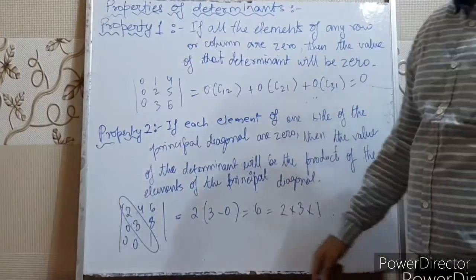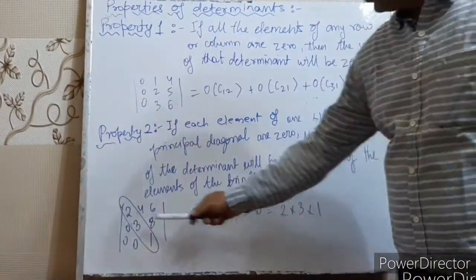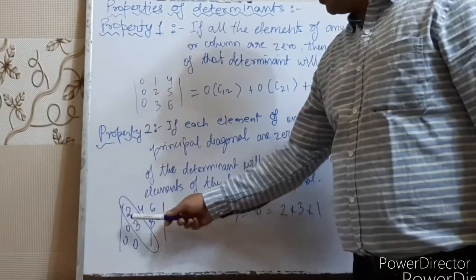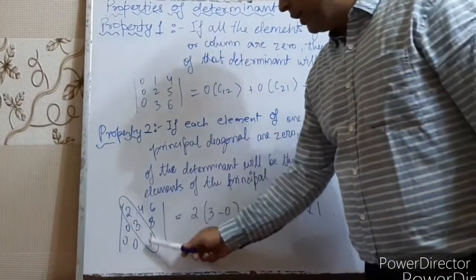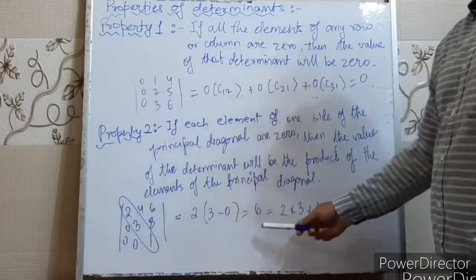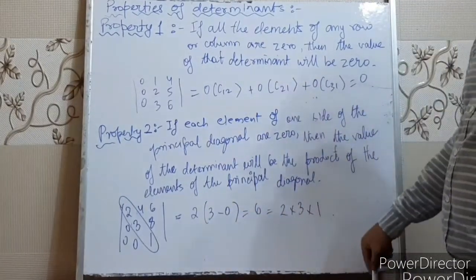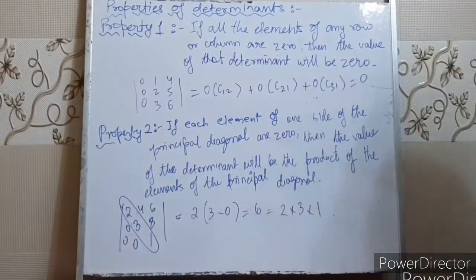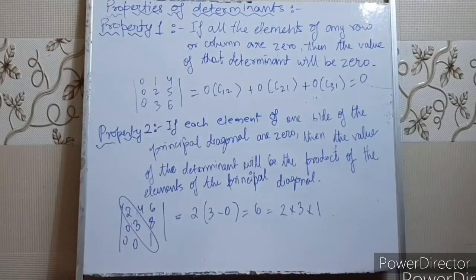So the expansion will be 2 into the cofactor of first row and first column, as this row and this column will be cancelled, that will be 3 minus 0. So you can see here the value will be 6, and 6 is the product of the elements of the principal diagonal. Right, children? Note down please.